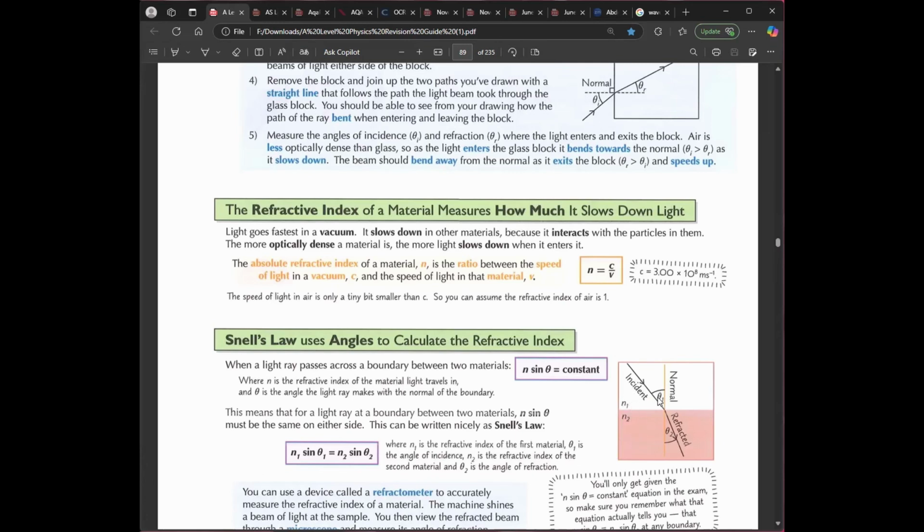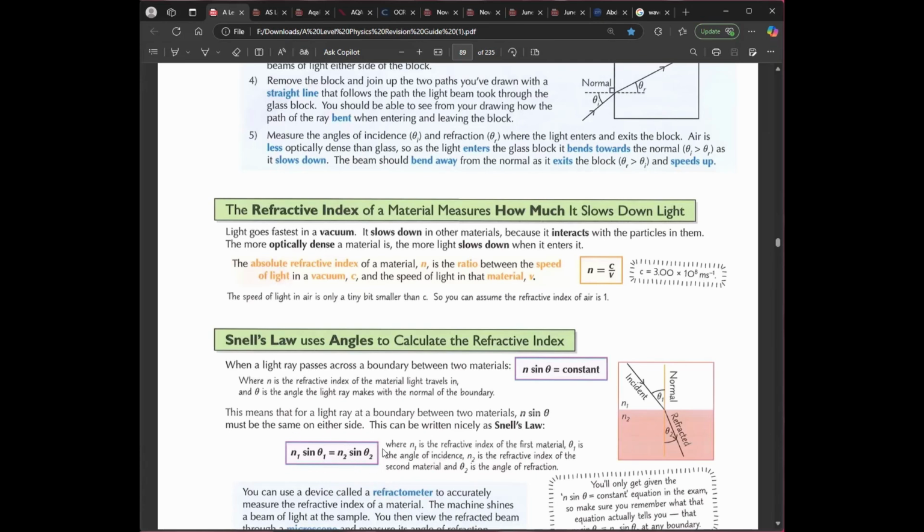So N1 sine theta 1 is a constant value. And N2 sine theta 2 is also a constant value. So both of them are equal to each other because they are equal to that constant. So N1 sine theta 1 is equal to N2 sine theta 2. That is another equation that you should remember.